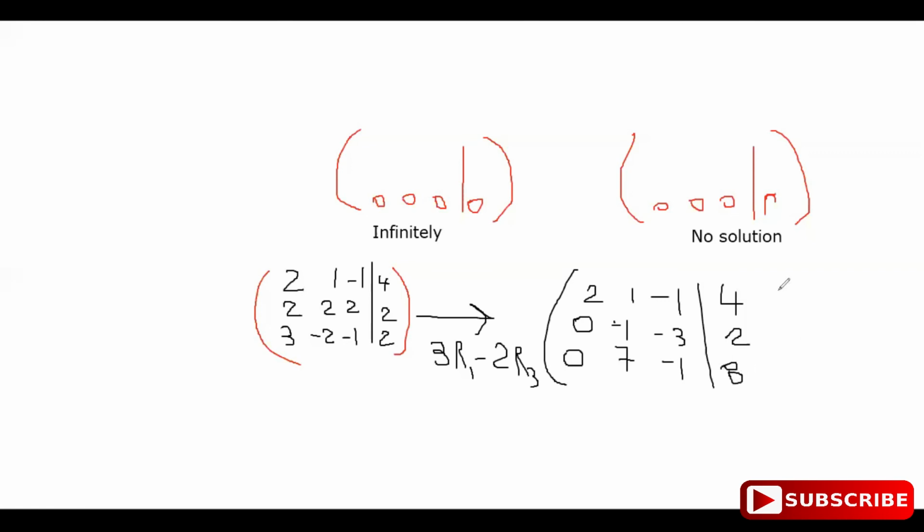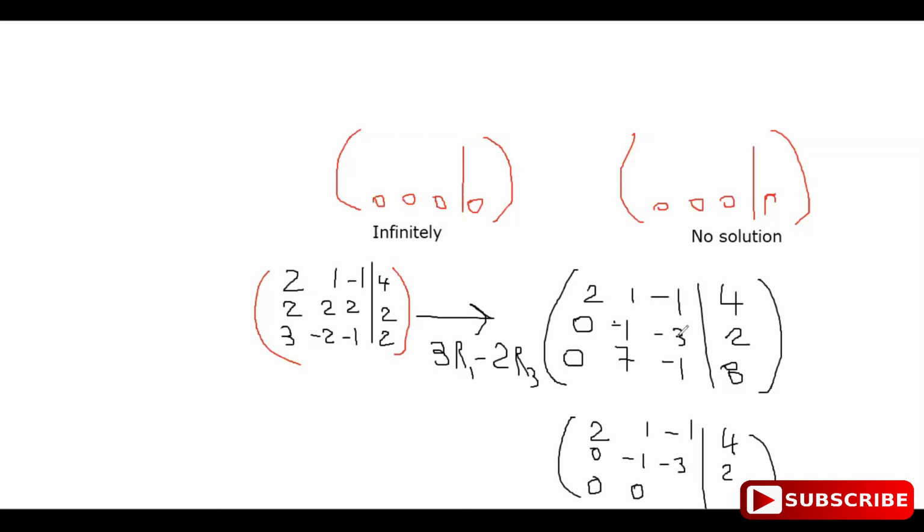So I'm almost finished. Now I need to use row 2 to get a 0 in row 3 right here. So what I'm going to do is multiply by 7. So I'm going to say 7 row 2 minus row 3 to get 2, 1, negative 1, 4, 0, negative 1, negative 3, 2, and then 7 of this minus, that's still 0. 7 of this plus this is 0.